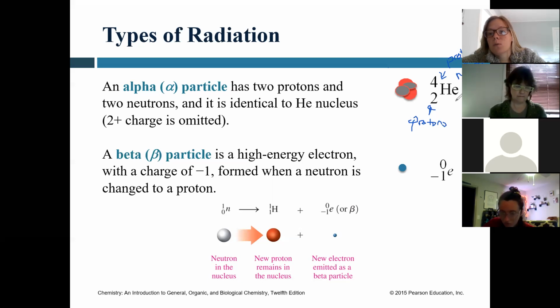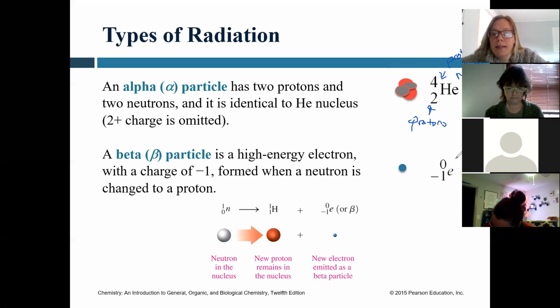So this would be our symbol for an alpha particle. We write helium because it is helium. It's got 2 protons, and then it's got a total of 4 protons and neutrons, or 2 protons and 2 neutrons. The beta particle, which is a high energy electron, we're going to write like this.